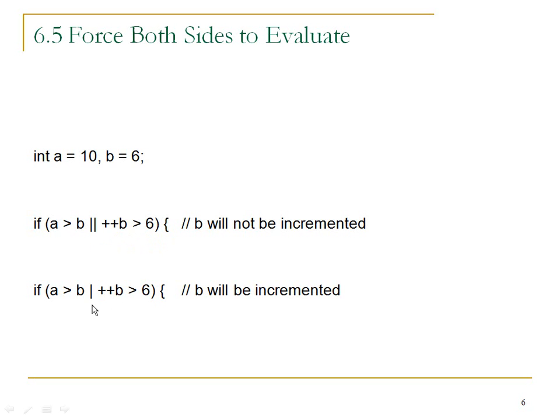If you use this operator, then it will not short-circuit. So A is greater than B, that's true, but then we're going to go and increment B and test to see if it's greater than 6. The test won't make any difference because we already know that this whole thing is going to evaluate to true. But the incrementing of B will make a difference.